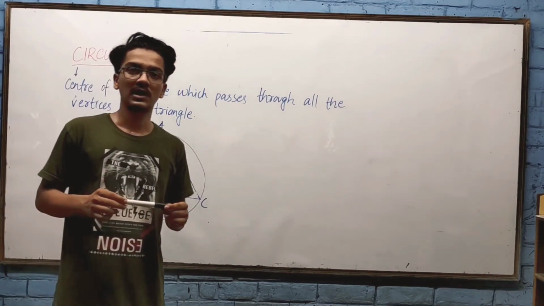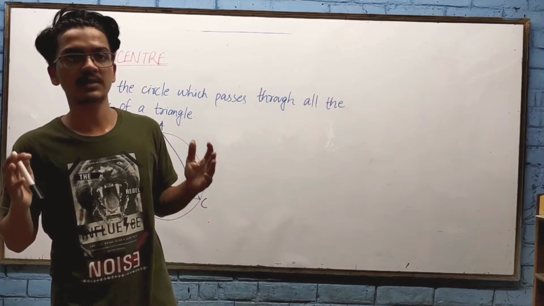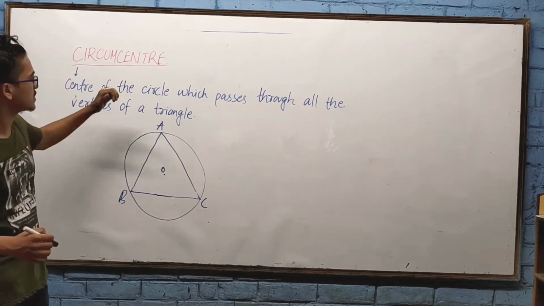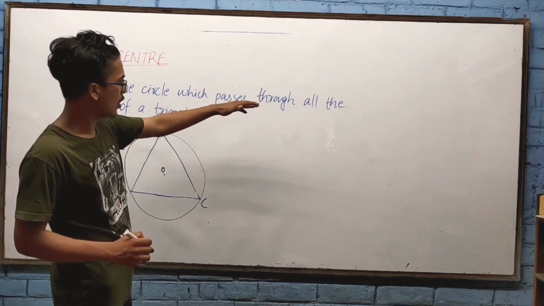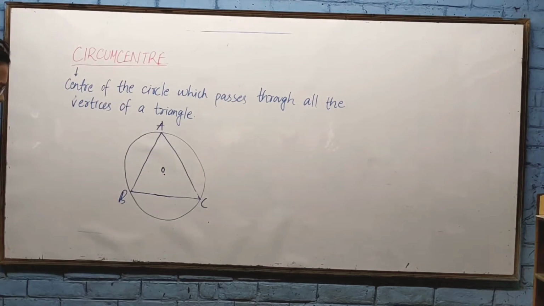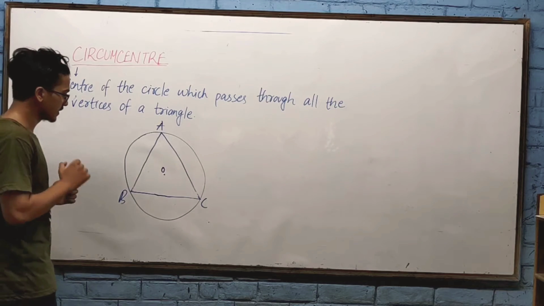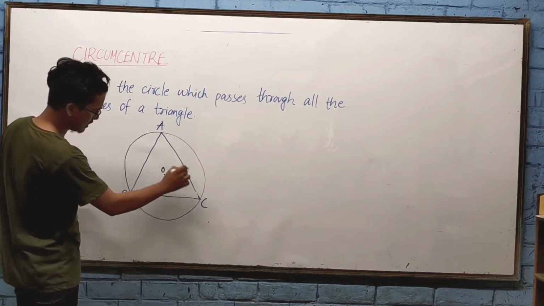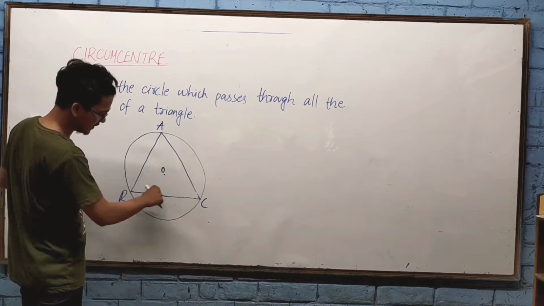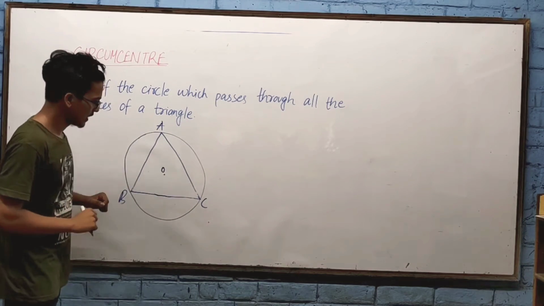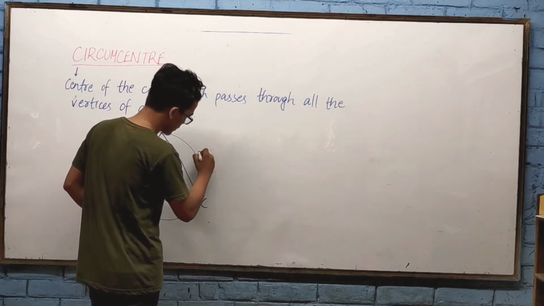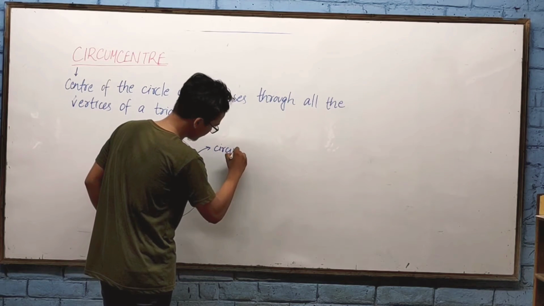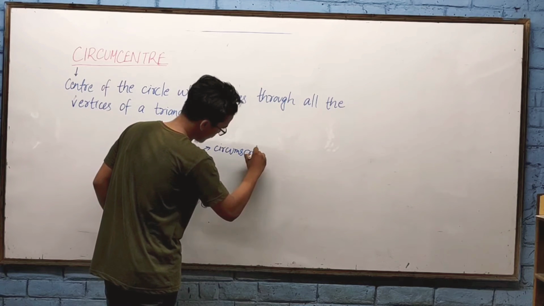So first of all, let me tell you what we mean by circumcenter. It's basically the center of the circle which passes through all the three vertices of a triangle. For example, in this figure, you could see this circle passes through all the three vertices of triangle ABC. Hence, we will call this circle the circumscribed circle of this triangle.